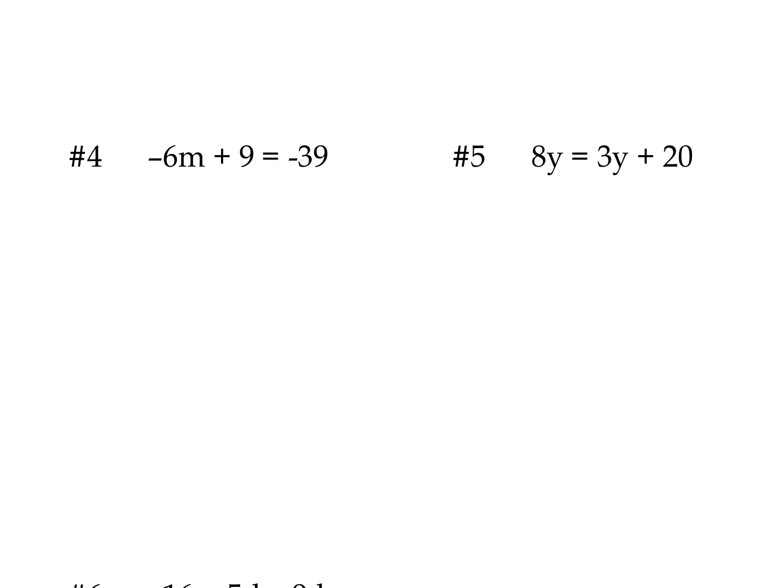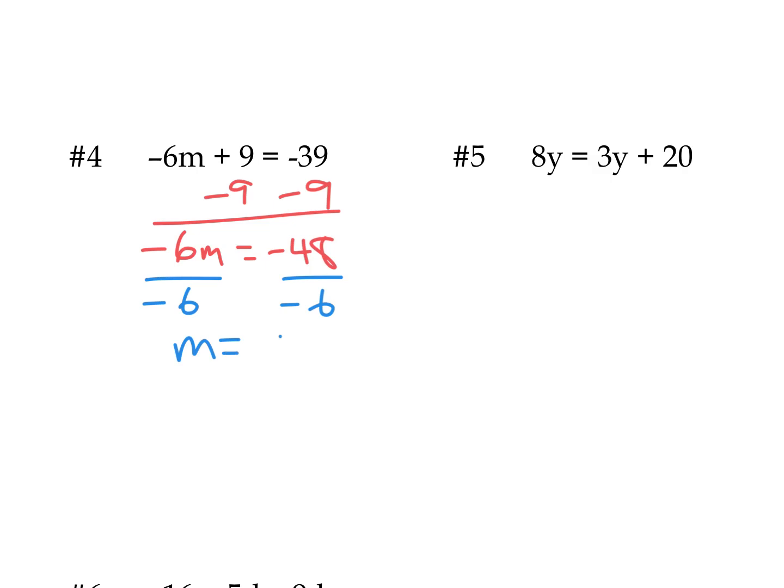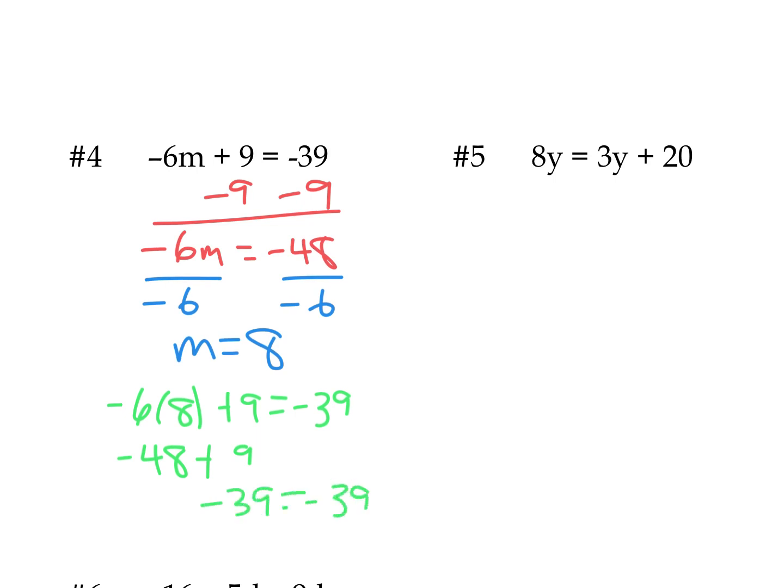As we try some more equations here in solving, you should be trying these and seeing how you do on your own, and then playing the video to see how you've done. In this first equation, number 4, we're going to subtract 9 on both sides. Then we have negative 6m equals negative 48. Then I can divide by negative 6 on both sides. Keep track of those negative signs. That's going to be a positive 8. And I can check that. Negative 6 times 8 plus 9 equals negative 39. That's negative 48 plus 9, which is negative 39, equals negative 39. That checks out. 8 is my correct solution.